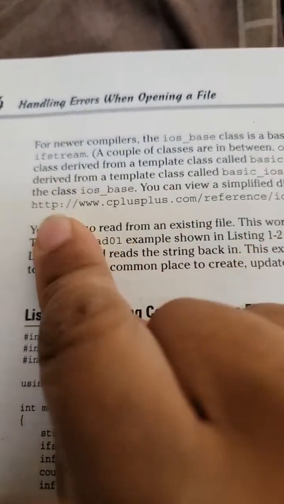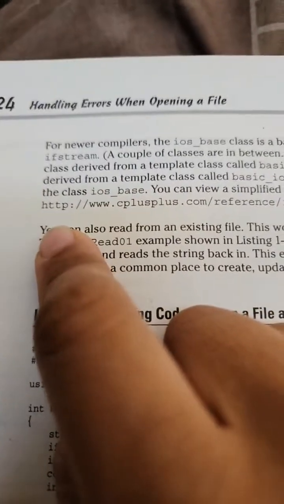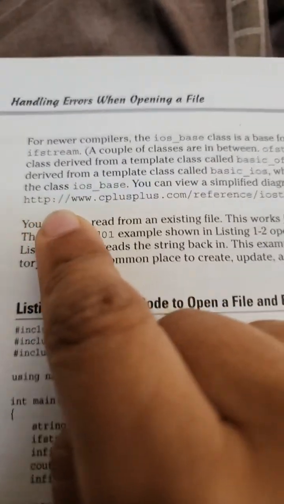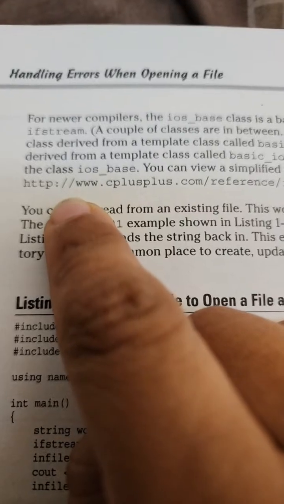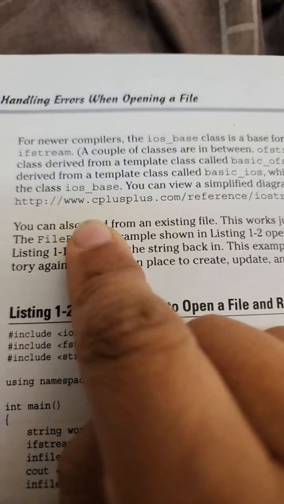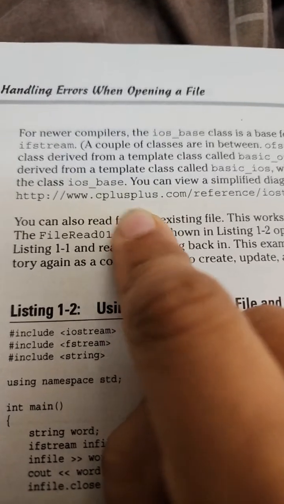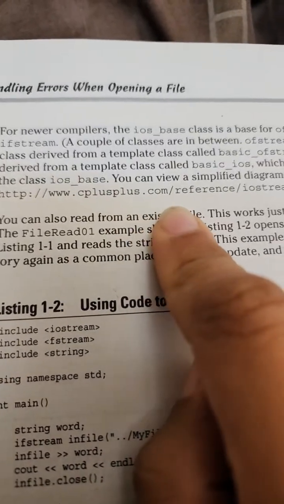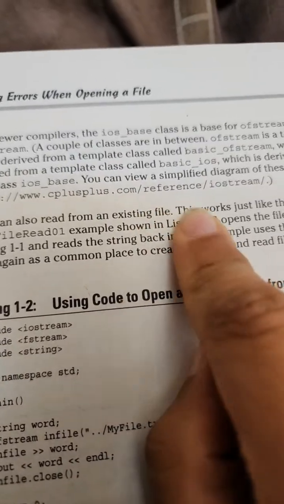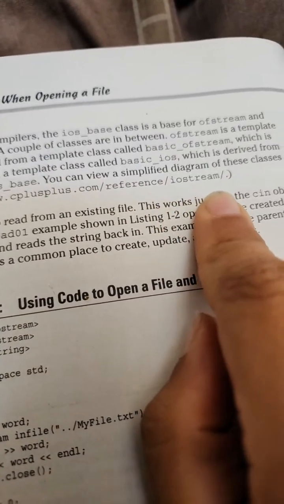You can view a simplified diagram of these classes at, oh, that's nice. I wonder if that's still relevant. You guys can check it out if you're interested. Me, I'm not so much. http://www.cplusplus.com/reference/iostream/.